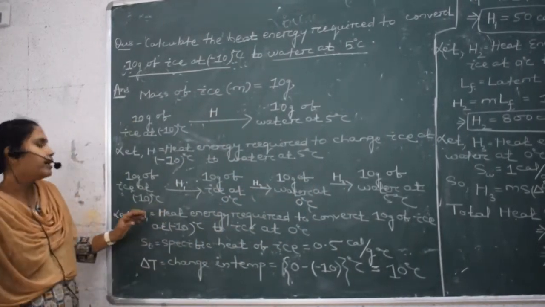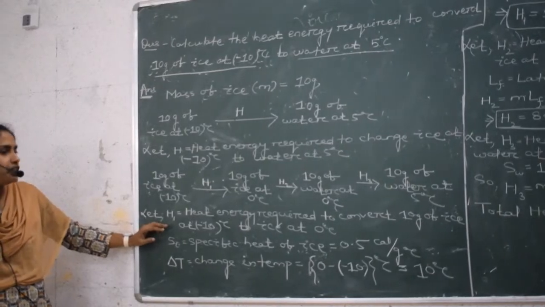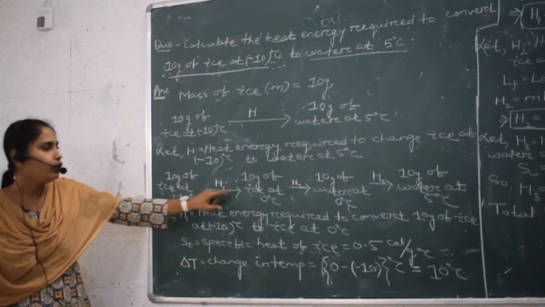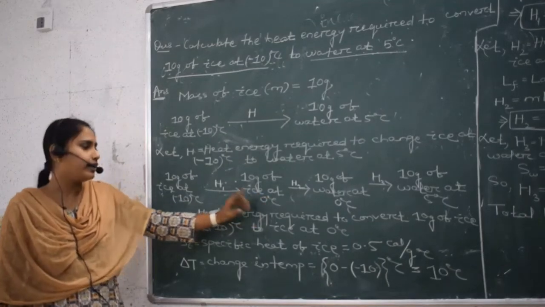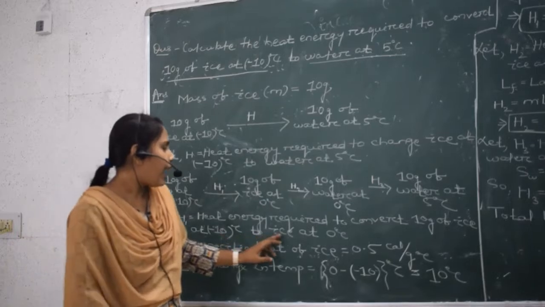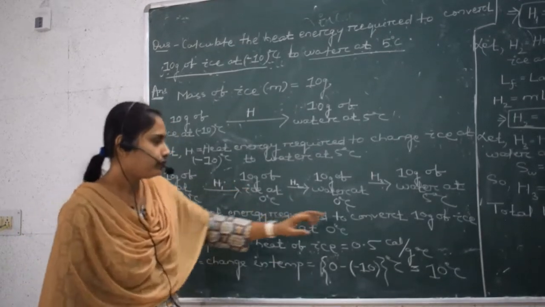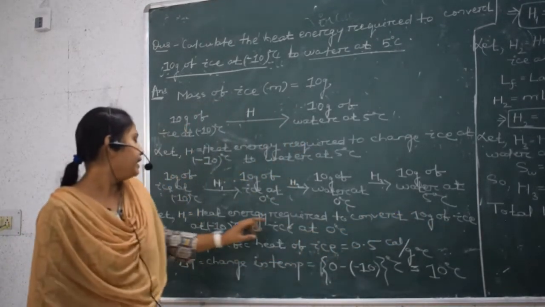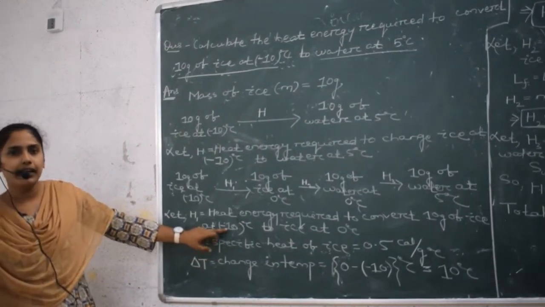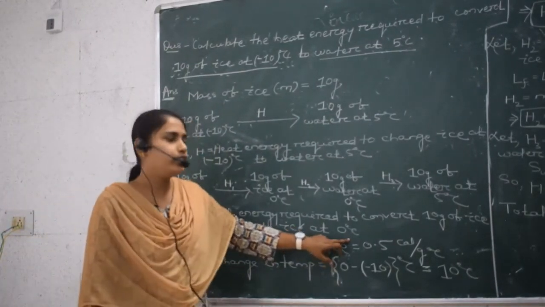So let H1 be the amount of heat energy which is required to convert ice at minus 10 degrees centigrade to ice at 0 degrees centigrade. See, there is no change of state, meaning ice is changing into ice, and there is a change of temperature. Initially the temperature is minus 10 degrees centigrade and finally the temperature is 0 degrees centigrade.